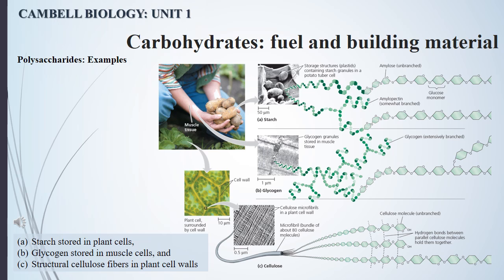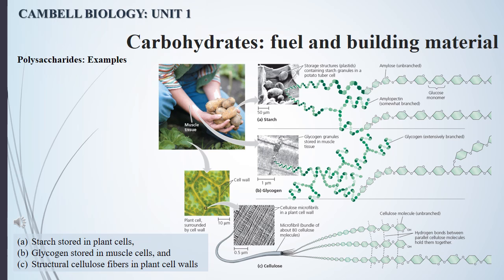It is a polymer of glucose, and it is composed of amylose, which is an unbranched chain, and amylopectin, which is a somewhat branched polysaccharide. Next, we have glycogen, which is found in our muscle cells. Glycogen is a highly branched polysaccharide, and it can be used as nourishment for muscles.